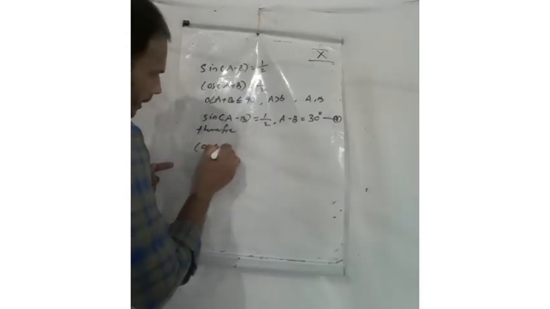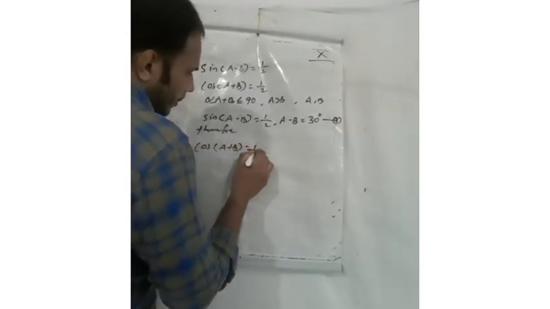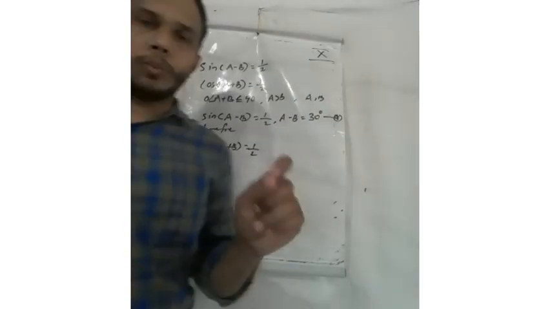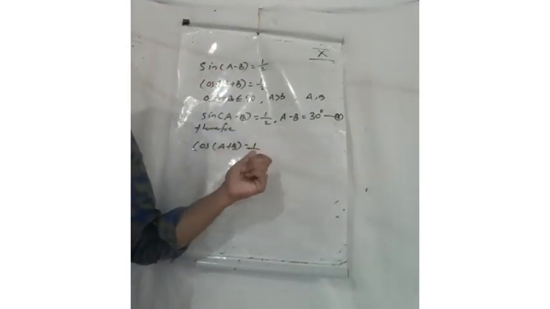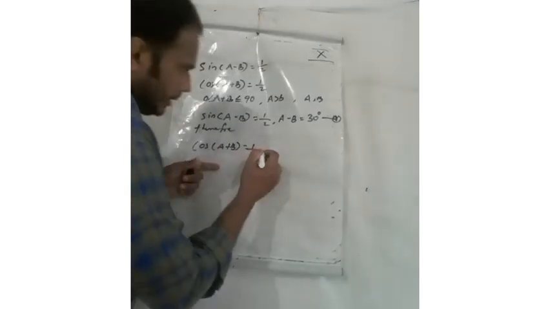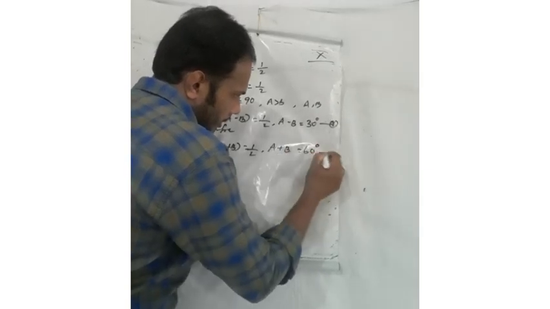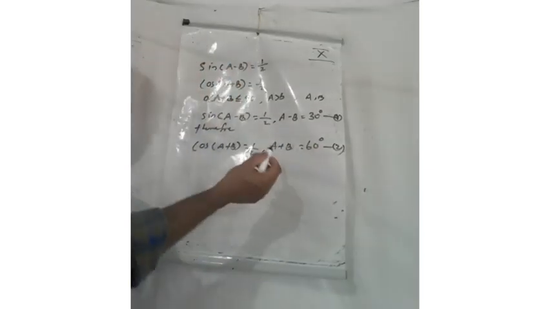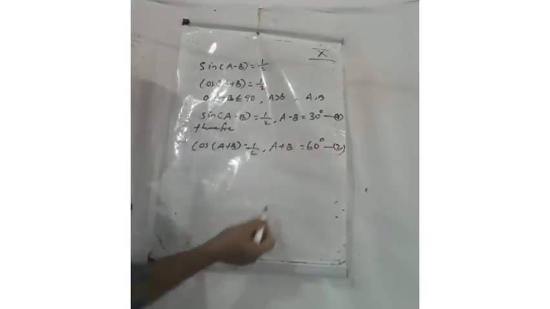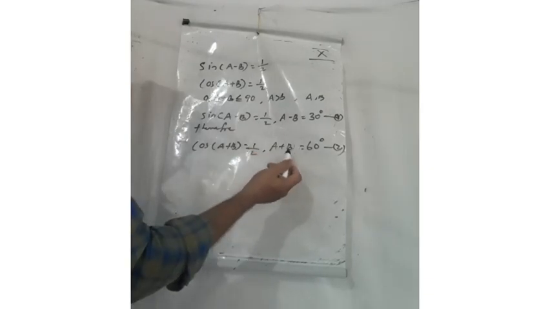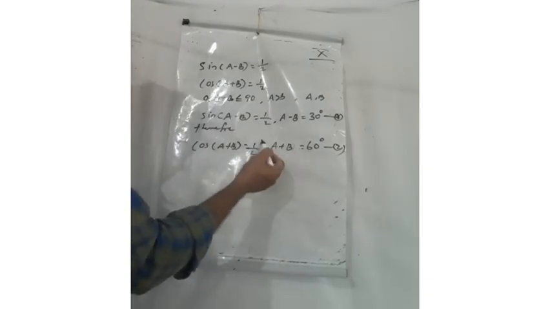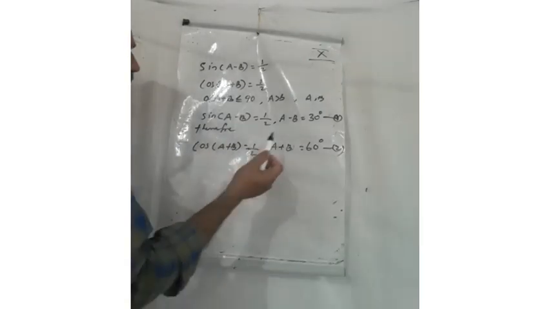Next one, cos(a plus b) equals 1/2. When is cos 1/2? Cos(a plus b) equal to 1/2, you will get a plus b equal to 60. A plus b equal to 60 degrees is equation number 2. When a plus b is 60, cos 60 you will get 1/2. So a plus b equals 60 degrees.